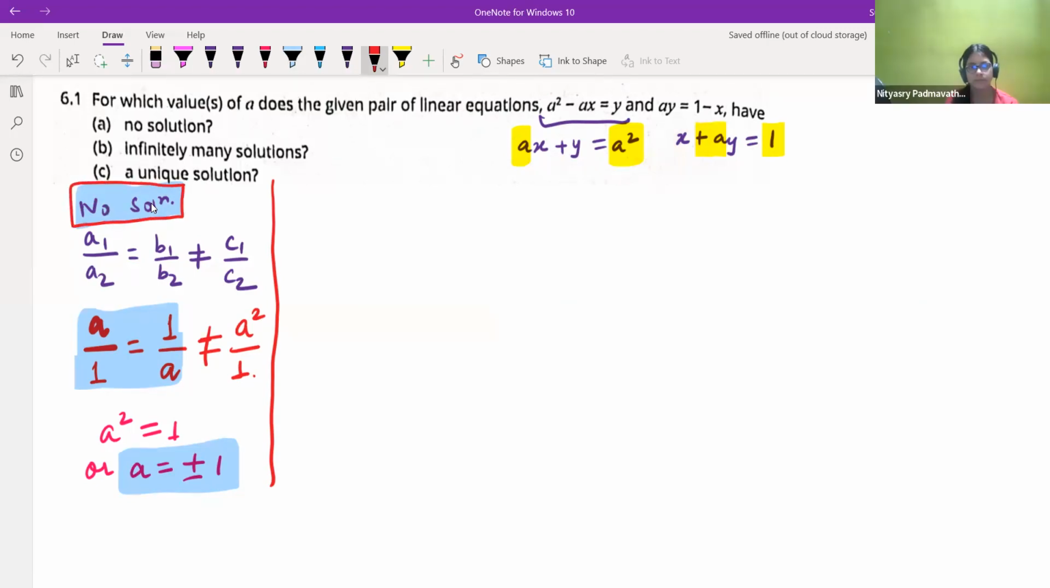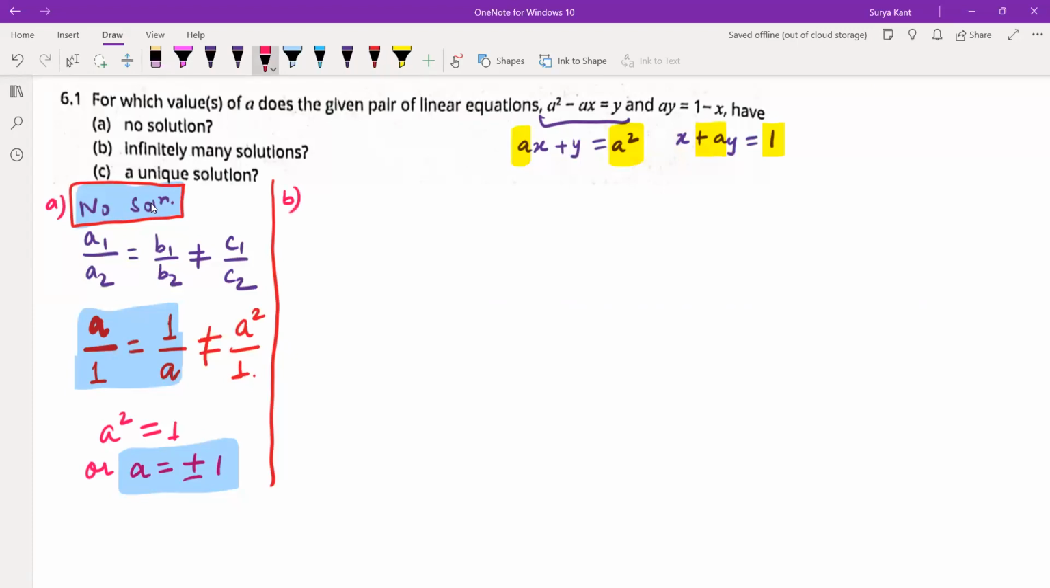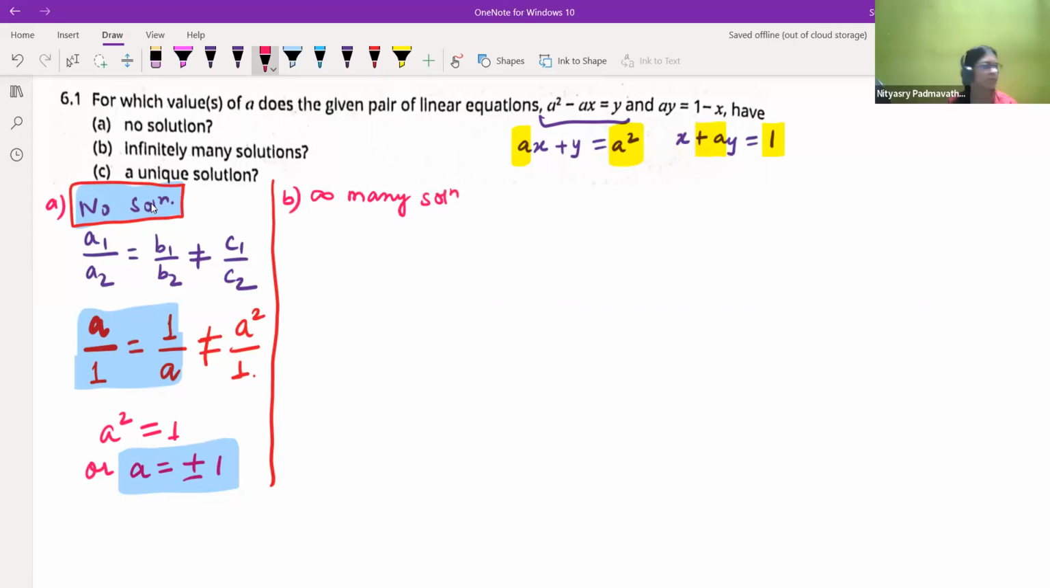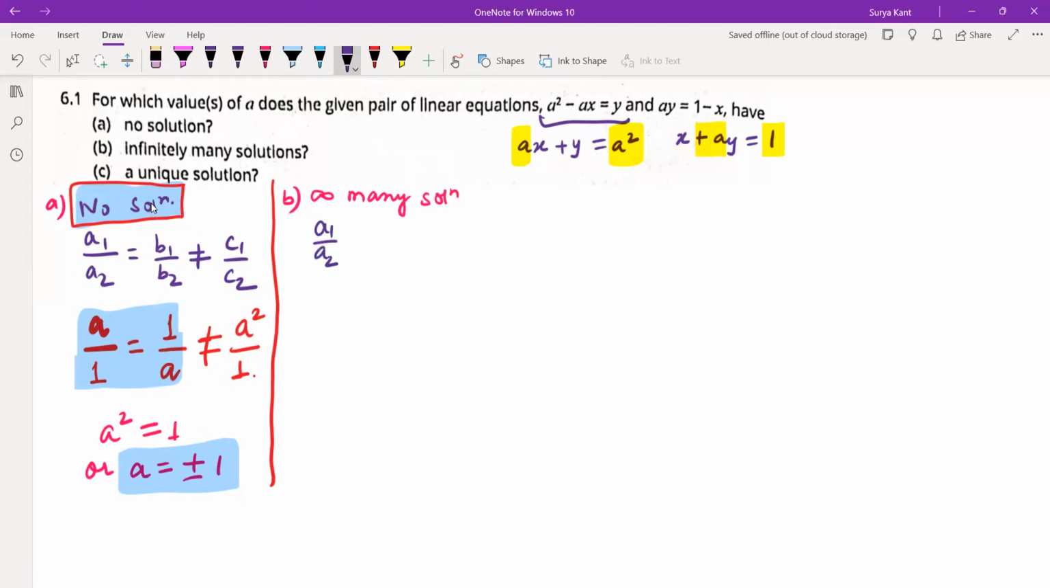Okay, if they ask for infinitely many solutions, question number B, A part over. Now B part, in the same question, if they ask infinitely many solutions, A1 by A2 equals B1 by B2 equals C1 by C2. Now find the value of A over here. The condition is A1 by A2 equals B1 by B2 equals C1 by C2. So A by 1 equals 1 by A equals A square by 1.